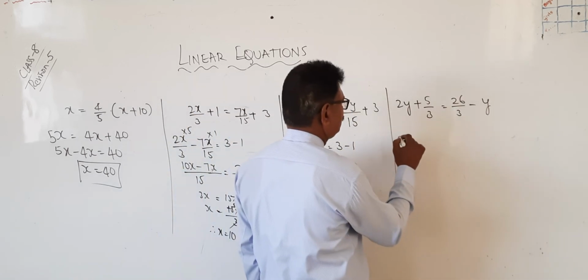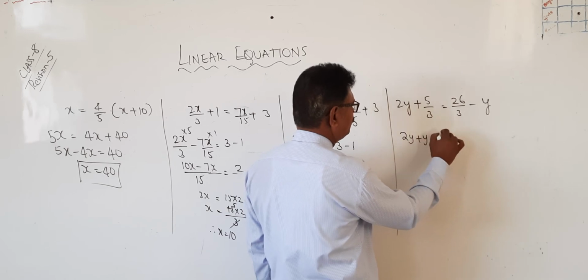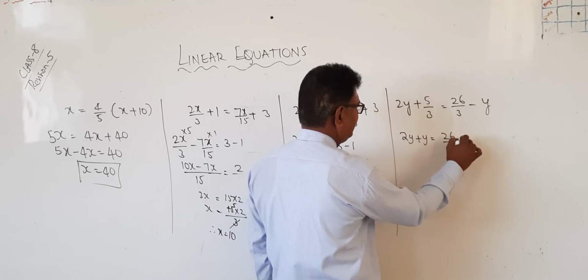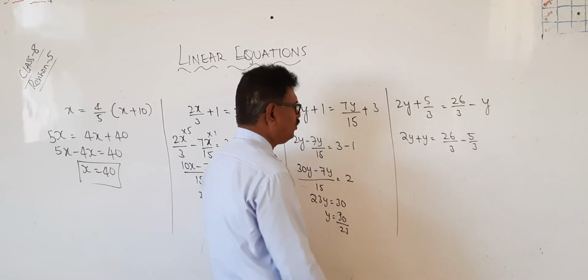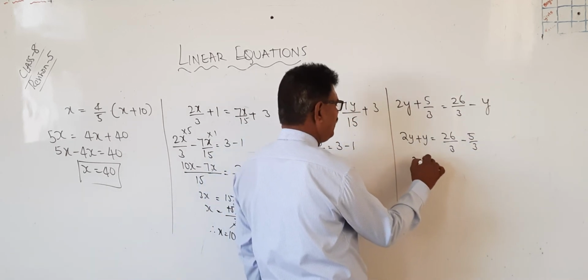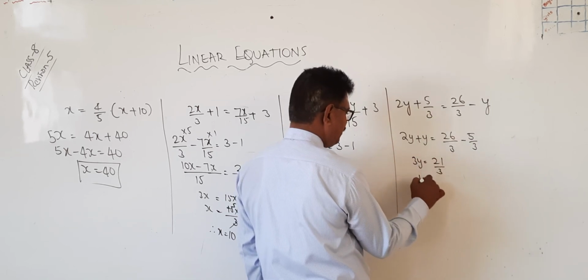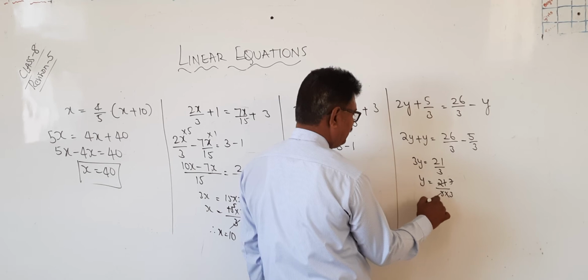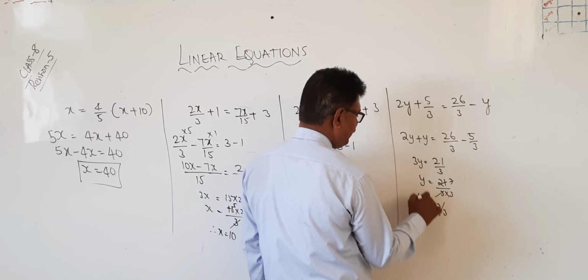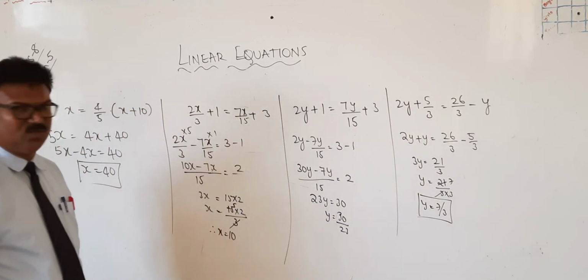Next, 2y plus y is equal to 26 by 3 minus 5 by 3. Now 2y plus y is 3y is equal to 21 by 3. Therefore y equal to 21 divided by 3 into 3. 3 ones are 3, 3 sevens are 21. Therefore y equal to 7. Okay? So like this.